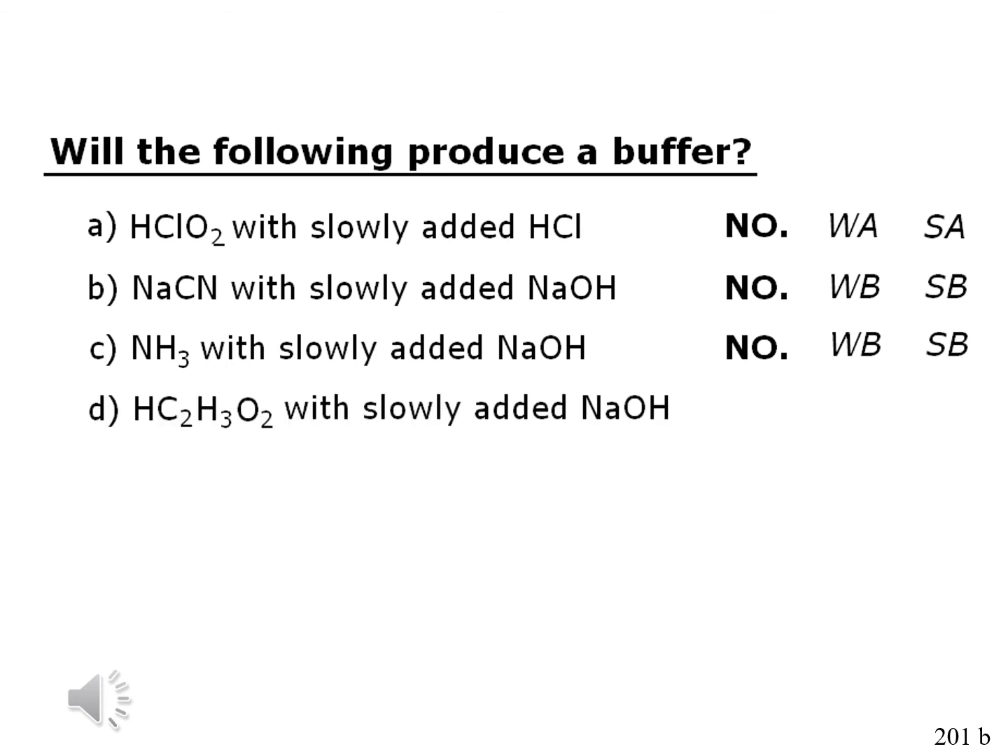If you take acetic acid and slowly add NaOH, now we're going to get one that works because you're taking a weak acid and you're adding a strong base. So you are going to be able to use that to make a buffer if you wish. What's actually going to happen when you make that buffer? Why does it make a buffer?